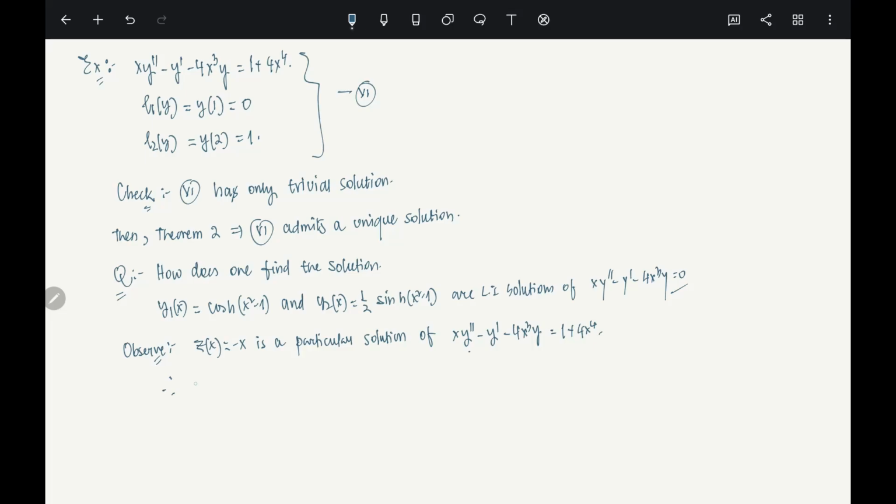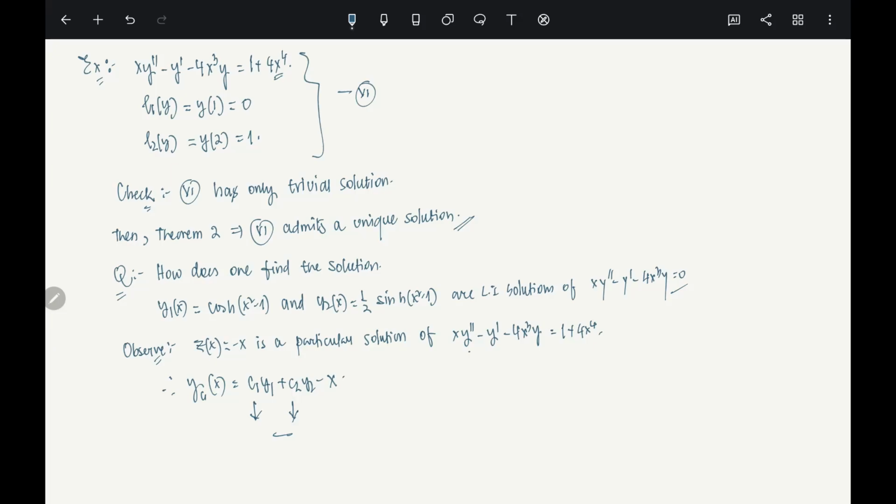So what is the general solution? Let's say y_general(x), the solution of this problem. The general solution looks like this: c1 y1 + c2 y2 − x. That's your general solution. Now, we know that this system admits a unique solution, so we have to find a unique c1 and a unique c2. Let's look at it.